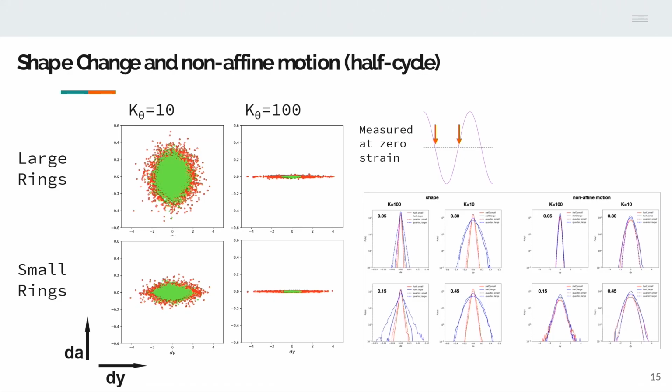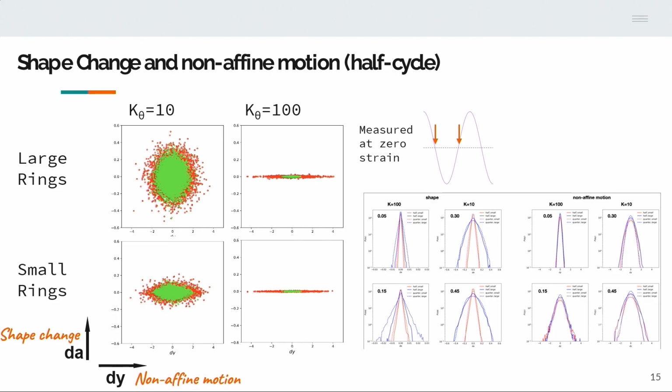So now we can compare the shape change and the non-affine motion of the particles over an interval of half a cycle, so at zero strain. Here we have this scatter plot. The y-axis is dA, which is the difference in asphericity, and the x-axis is dy, the y displacement. We have both small rings and large rings, and more flexible and more rigid rings. The green scatter is for below the threshold strain amplitude, and the red scatter is beyond the threshold strain amplitude.